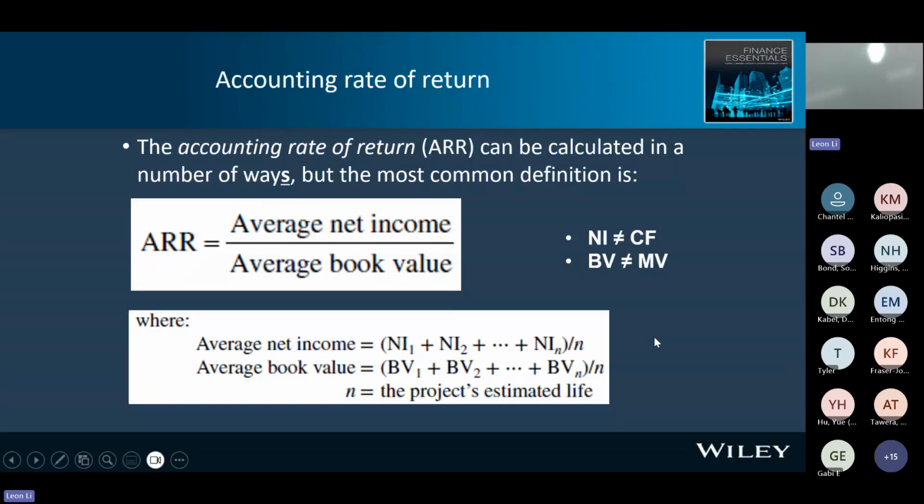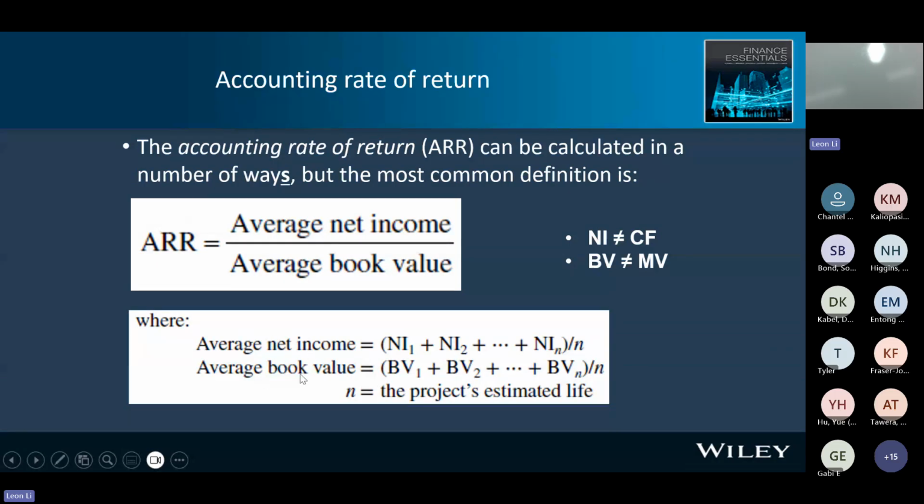The average, we just add it up using simple average, right? So you can find the first problem. We don't consider the time value of money, right? So net income every year, added up, average, no time value of money. So this is the first problem of accounting net income.